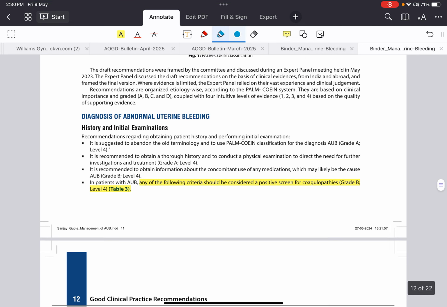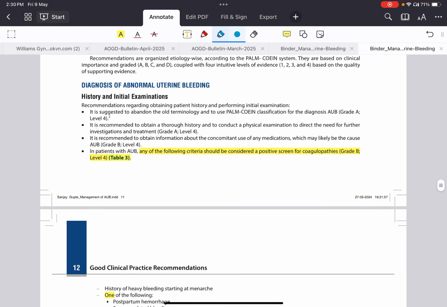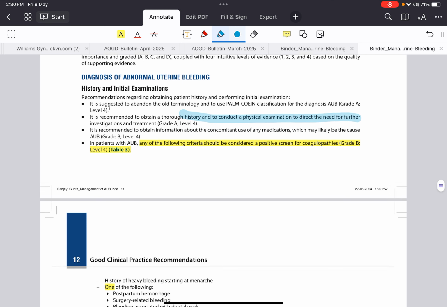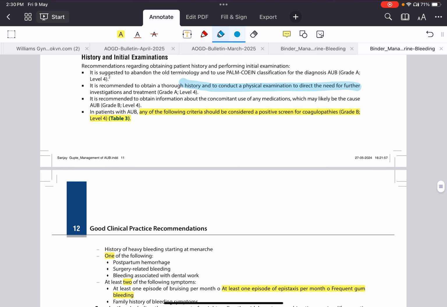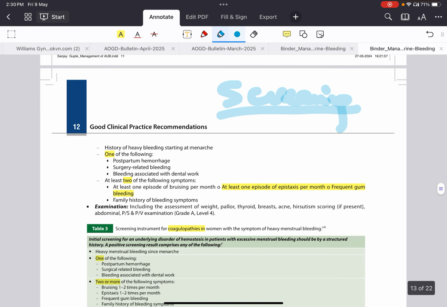What is the history you'll ask about? It is recommended to take the history and conduct a physical examination in women with AUB. As I told you, we'll do a screening for coagulopathy, screening, not test. First, they should have heavy menstrual bleeding since menarche. That is one point.